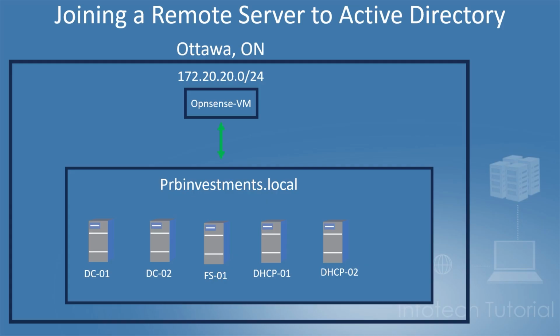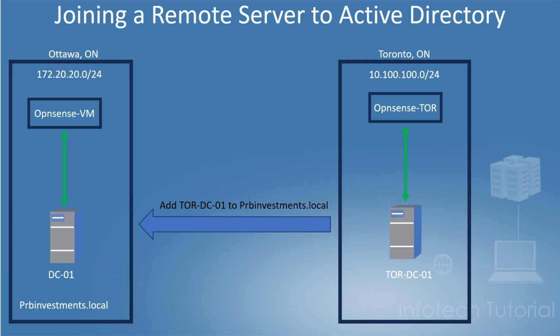Now PRB Investments recently opened up a new office in Toronto, and here we have another OpenSense router and another domain controller called TOR-DC-01, and we would like to add our TOR-DC-01 router to our PRB Investments.local domain. So this is what we will be doing in this video.